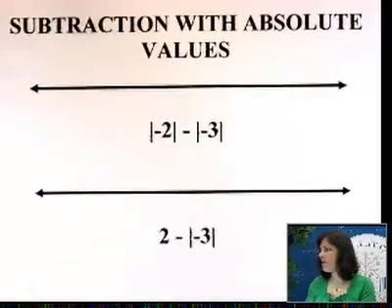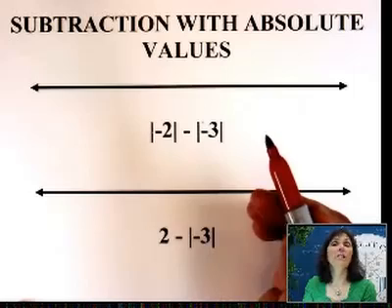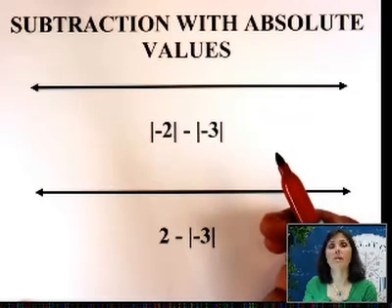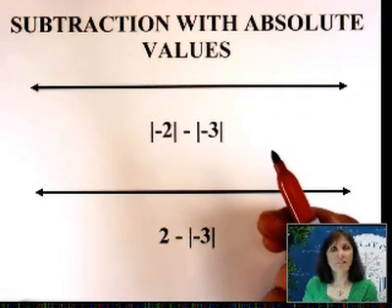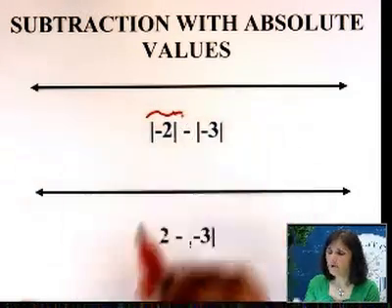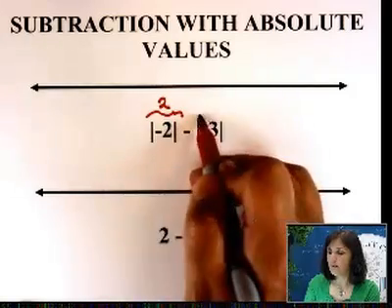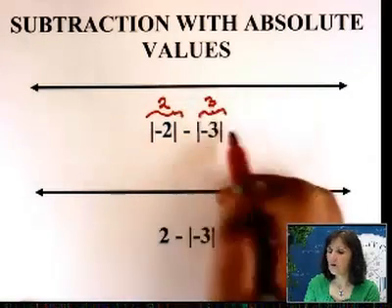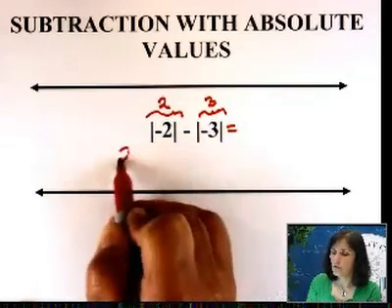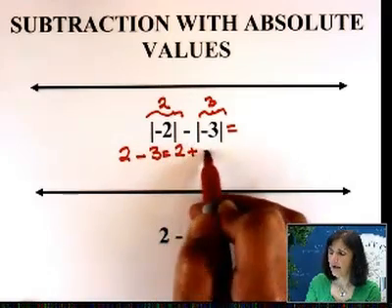What happens with absolute values? Always remember, absolute value of a number is how far away is that number from 0. So it's always a positive number. So you have to kind of think how this works. Absolute value of negative 2 is simply 2. Absolute value of negative 3 is simply 3. So this problem is simply 2 minus 3, which is the same as 2 plus minus 3.